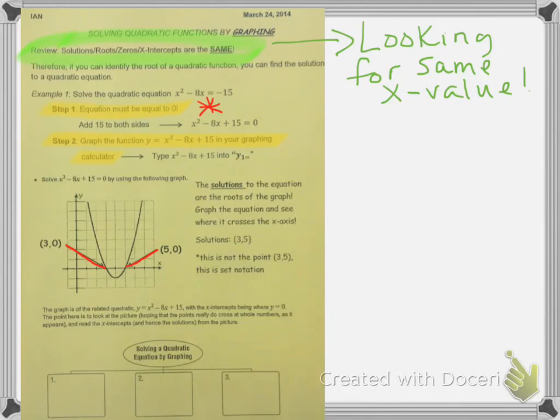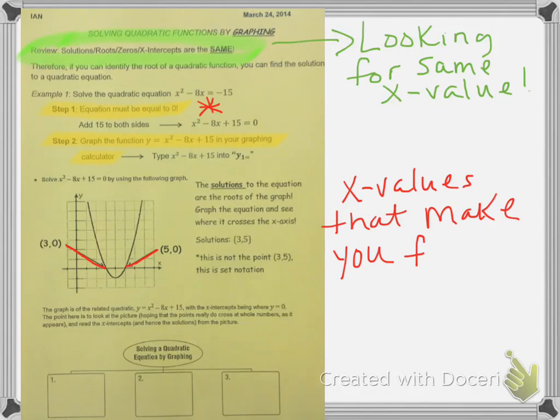The solutions to the equation are the roots of the graph. So the solutions are the x values that make your function value 0. We are looking for the x values that make your function value 0. Notice both of those ordered pairs. 3, 0. When x is 3, your corresponding y value or function value is 0. That's why it's a root of your graph and a solution to the equation.